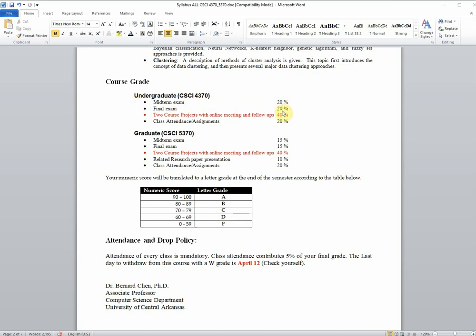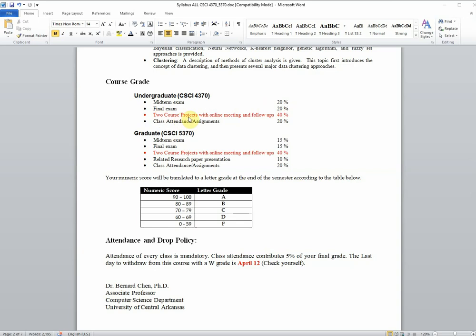And you need to understand the exam is individual work. So do not talk with your other team members or other classmates, and you need to work on your own because the exam is on an individual basis.